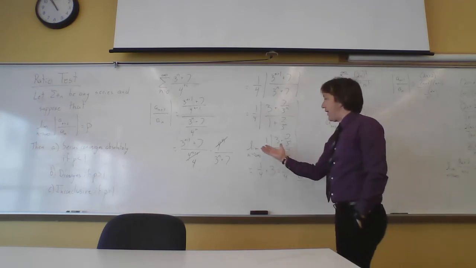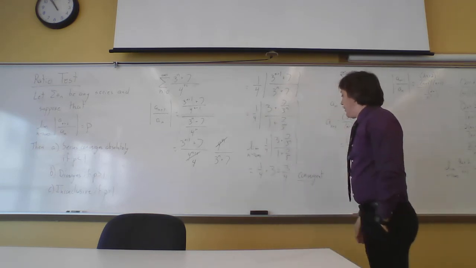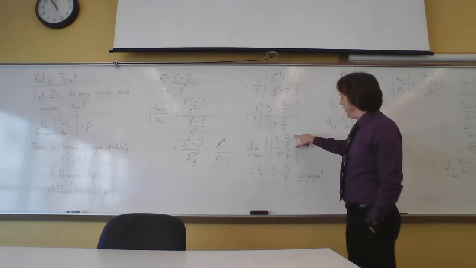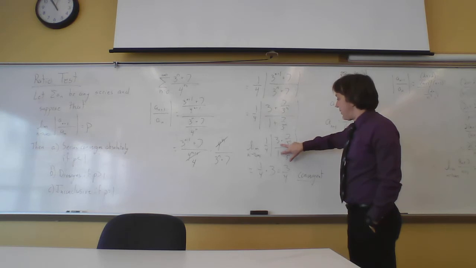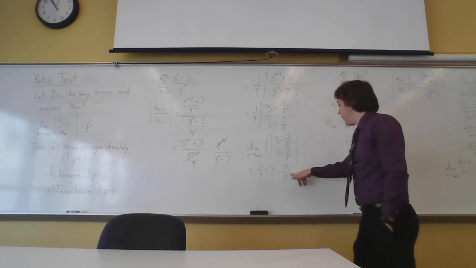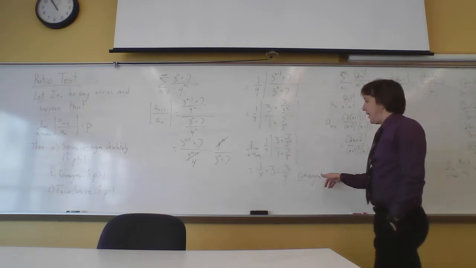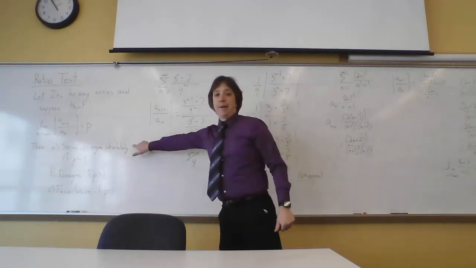Okay, I'm going to evaluate that limit and see what we get. So if we do that, the 7 over 3 to the n and 7 over 3 to the n, those both go to 0. So I just get 3 over 1 times that fourth. So my limit is 3/4, and that makes it convergent by part A.